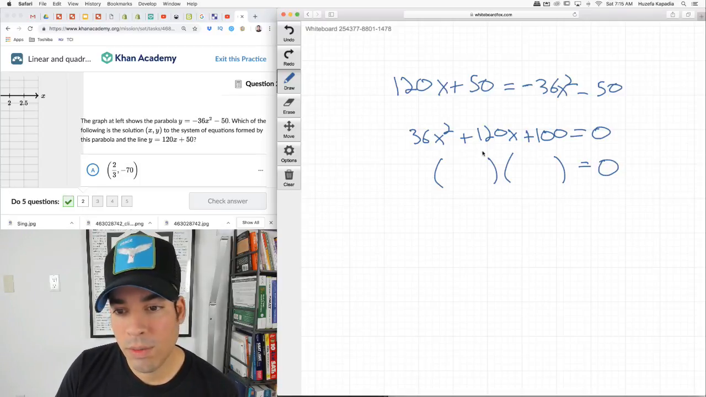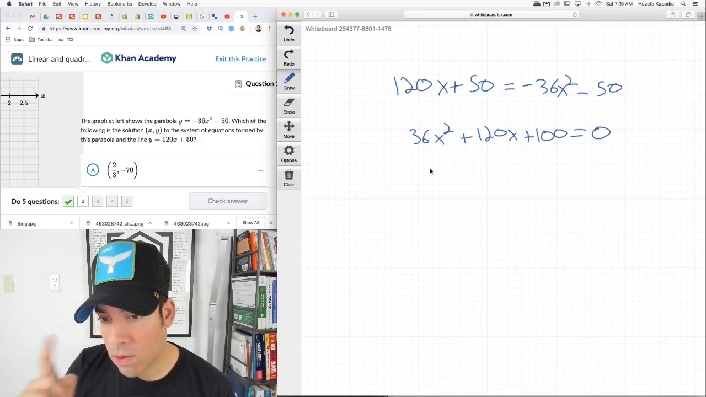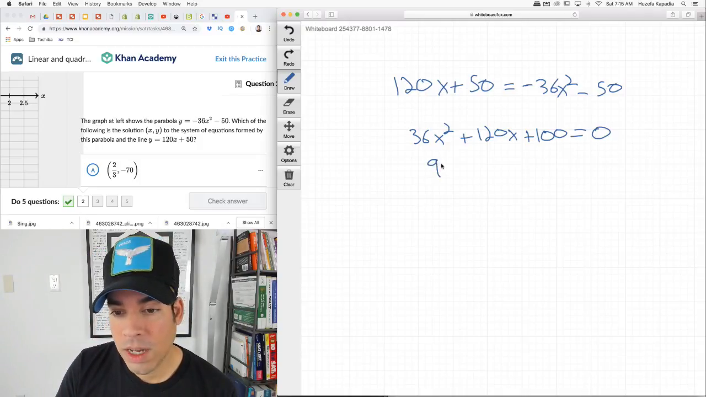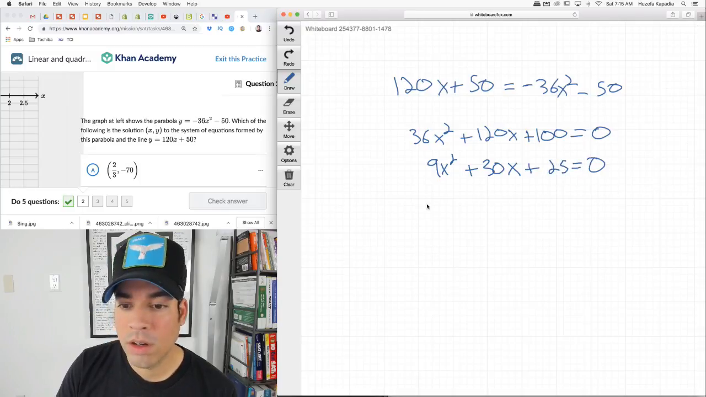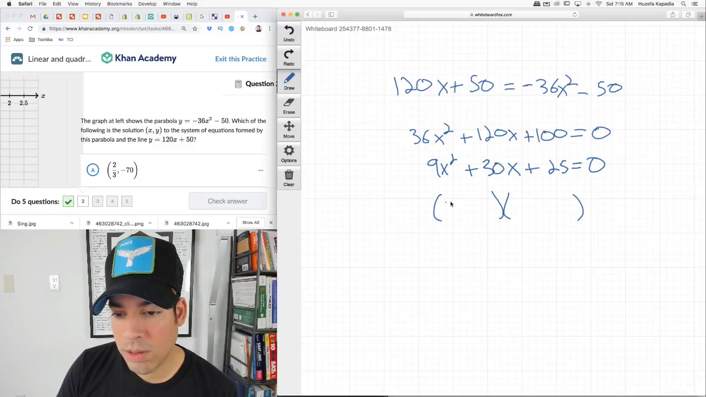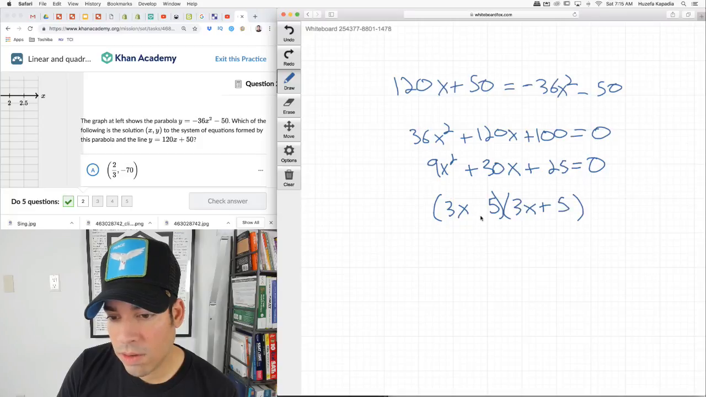Oh, wait. Let's make this easier. We can divide everything by 2, I guess. Now, you know what? By 4. So this becomes 9x squared plus 30x plus 25. I feel like this is a perfect square. But let's see. So I think it's going to be like 3x. Yeah, it is. 3x plus 5 times 3x plus 5. Right, because that gets us 9x squared, 15, that's 30x. 5 times 5 is 25.